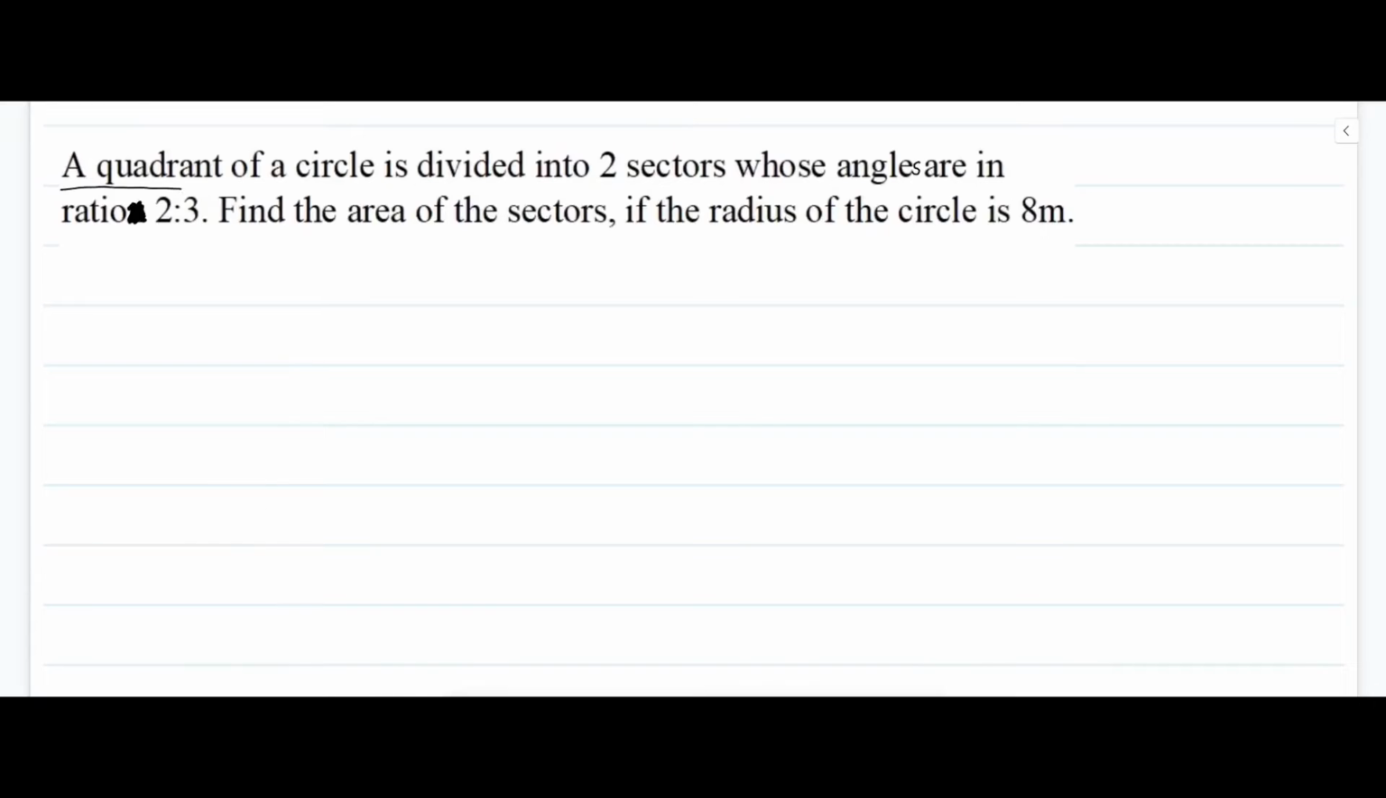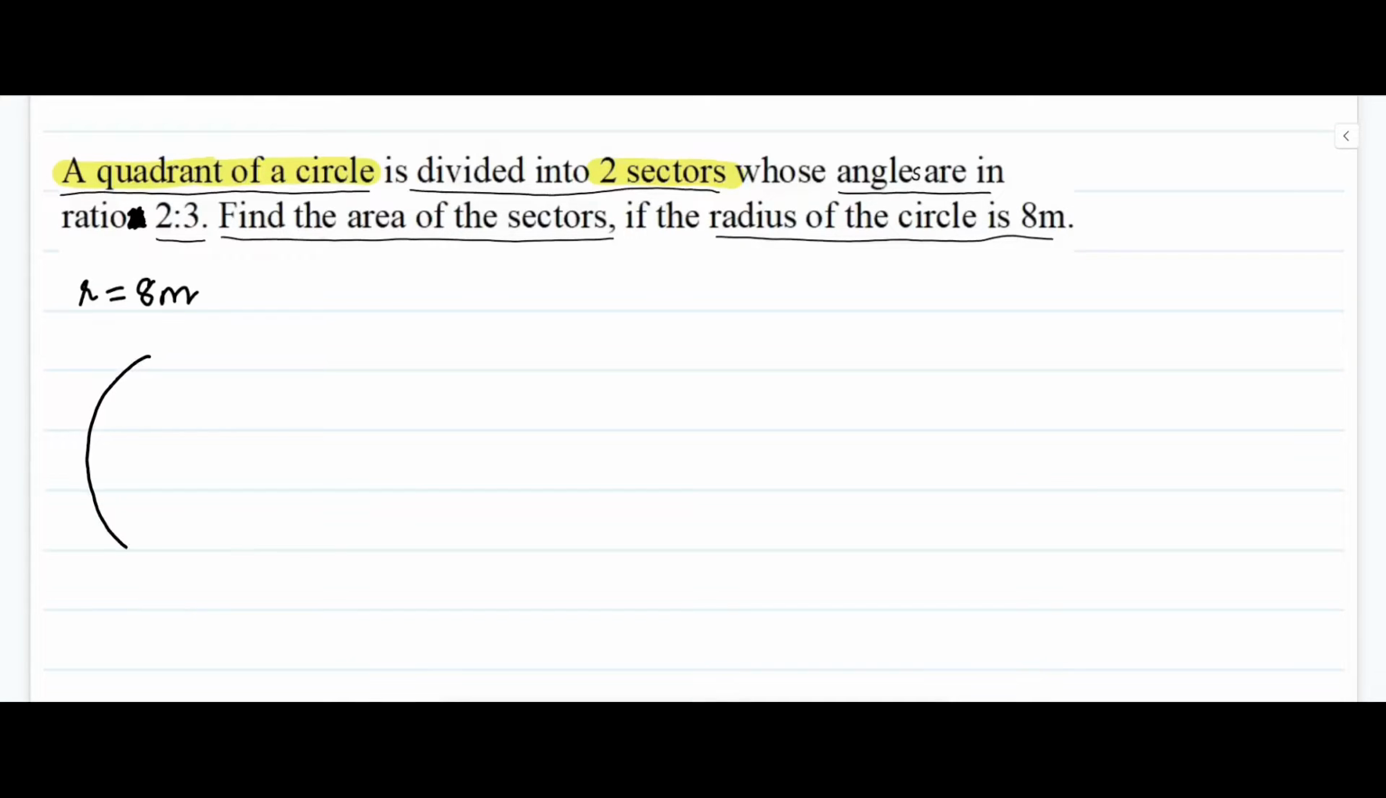The question is, a quadrant of a circle is divided into two sectors whose angles are in ratio 2:3. Find the area of the sectors if the radius of the circle is 8 meters. Let us consider this circle which is having a radius of 8 meters.